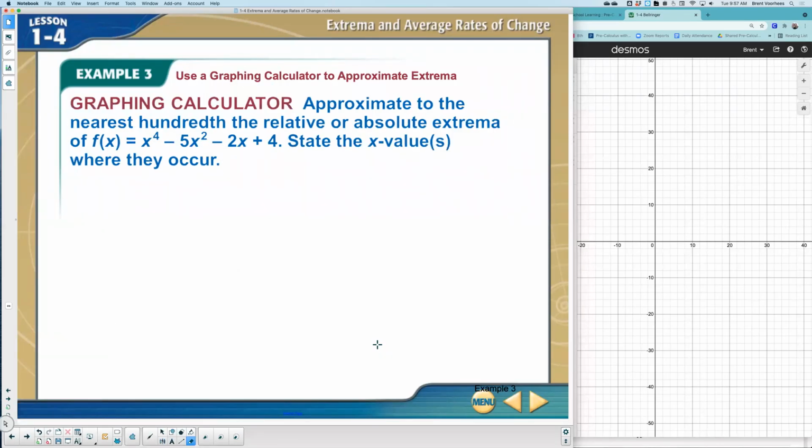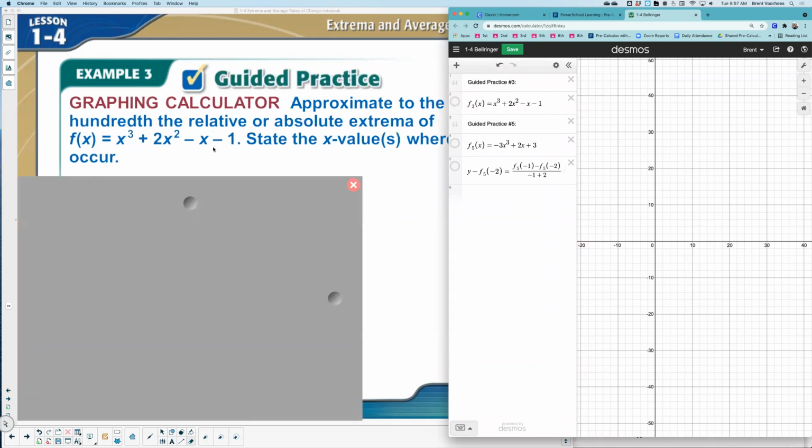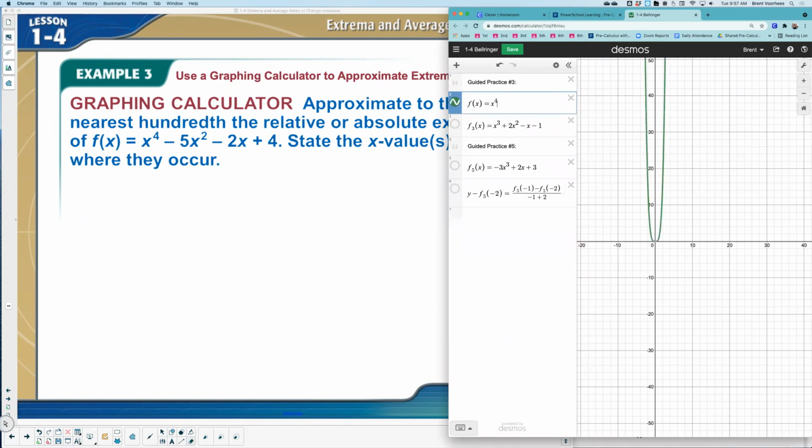All right, example 3. Now let's use technology. I have not graphed this one. It's weird. When I went through this, I saved your DOL problem. So I have your DOL problem back in that same Desmos we've been using all day, but I did not graph this one. So I'm going to type this one in real quick. F of x equals x to the 4th minus 5x squared minus 2x plus 4.